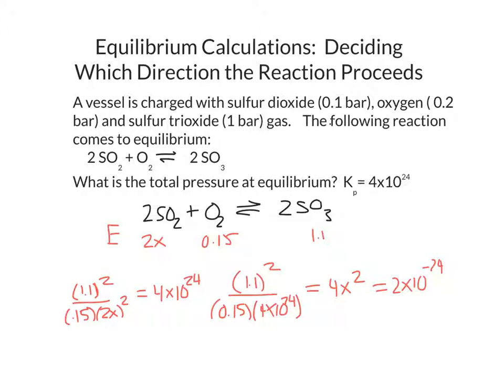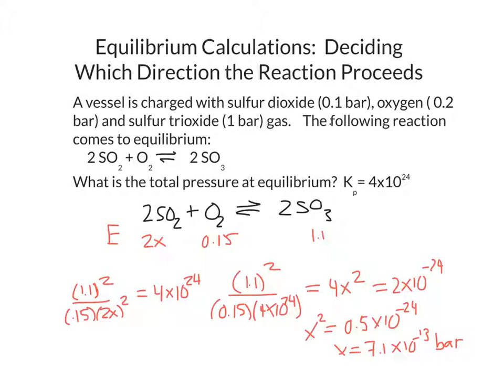And so if I divide both sides by 4, I'm going to get that x squared is equal to 0.5 times 10 to the minus 24. And then I have to take the square root of both sides, and so x will equal 7.1 times 10 to the minus 13 bar. And we can see that our assumption that x was small compared to 0.15 and 1.1 is definitely true.